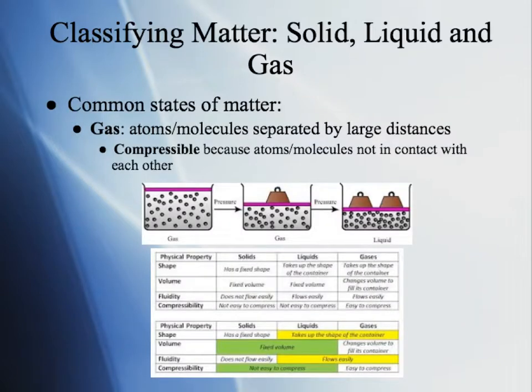The last state of matter that we're going to discuss is gas. In the gas state, atoms and molecules are separated by large distances, so they're not really anywhere close to each other. Gases are what we call compressible. Because the atoms and molecules are not in contact with each other, they can be compressed, or forced to be more in contact with each other.